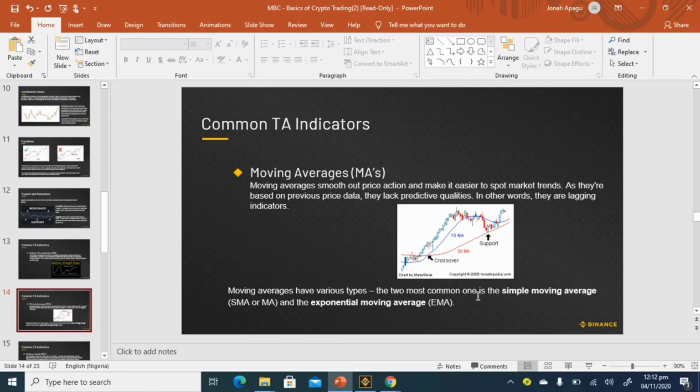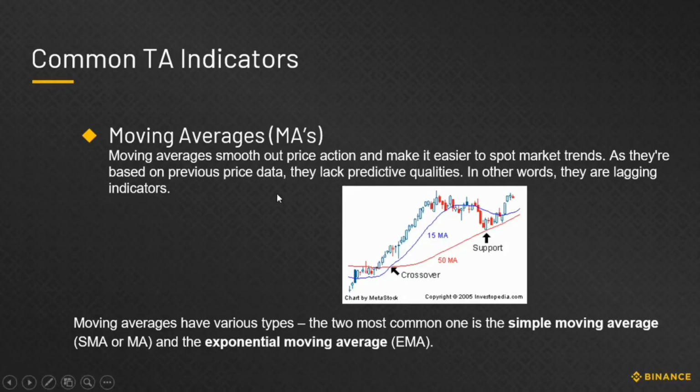Okay, we have two more. The moving average. Now, moving average smooths out price action and makes it easier to spot market trends, as it is based on previous price data. It lacks predictive qualities. In other words, it is a lagging indicator. So moving average is actually a lagging indicator.